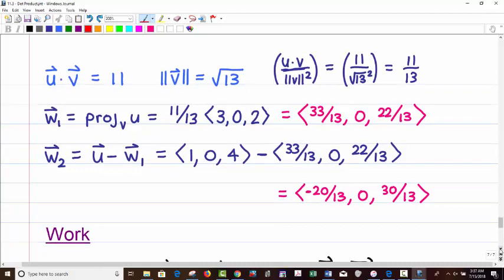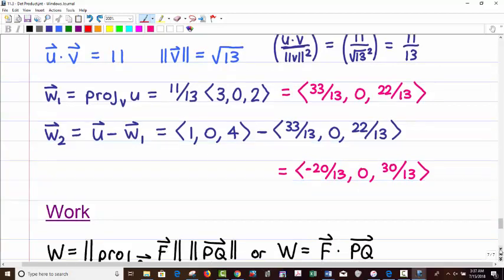And then w2, the vector component orthogonal, would just be u minus that w1 we just calculated. So u is 1, 0, 4. We subtract out this vector, and then we get negative 20 over 13, comma 0, comma 30 over 13. And as I mentioned before, I'm not going to worry about doing it here, but if you wanted to, do the dot product to see if it's 0, to check there's nothing wrong with that.